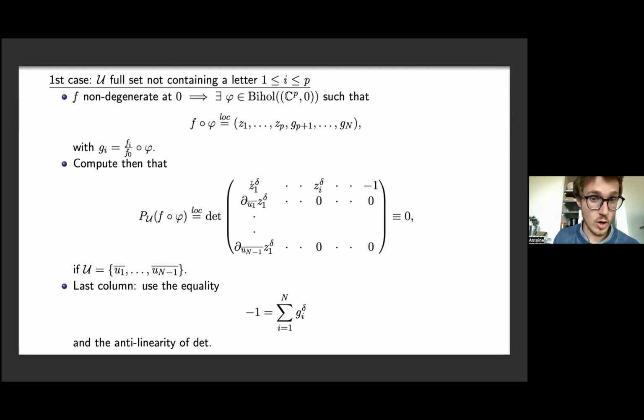And so we can do this. So we replace the last column with this sum. And so we obtain -1 and 0, 0, 0. Of course, by multilinearity of the determinant, and so still by multilinearity of the determinant, this must be identically 0. So this settles this case, a very particular case.